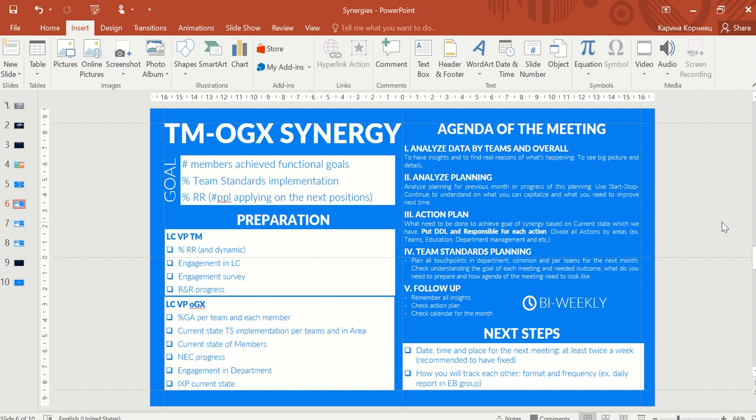And the last but not the least, to follow up. One more time, go through all insights. To check the action plan, you put everything, is it enough, and so on. And to check a clear calendar for the next month. So you leave this meeting with a very clear plan of what to do next. And next steps, usually it's the date of the next meeting. If you don't have a fixed one, it is better to have a fixed one, and you can just check, okay, next time we're meeting on this day.